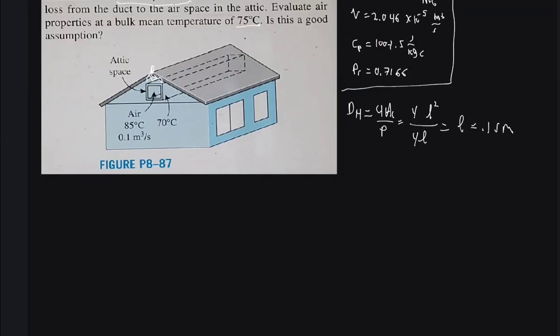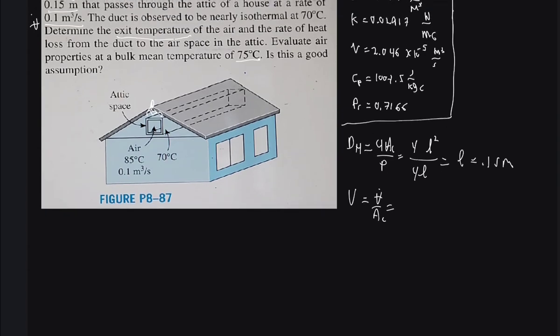Now we need the velocity to get the Reynolds number, which is the big first thing we need to do. The velocity is the volume flow rate divided by the cross-sectional area. The volume flow rate is 0.1, the cross-sectional area is 0.15 squared. So the velocity is 4.4 meters per second.